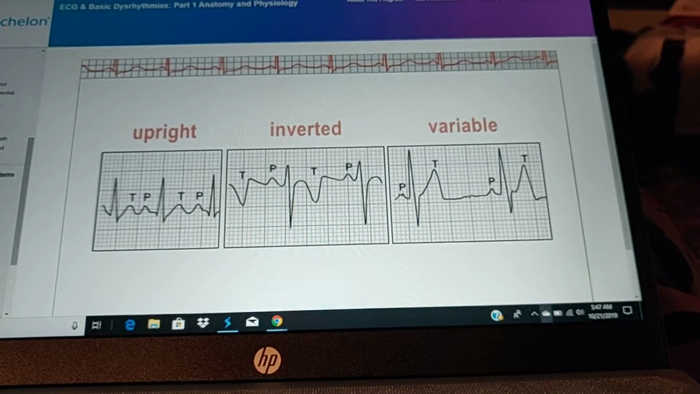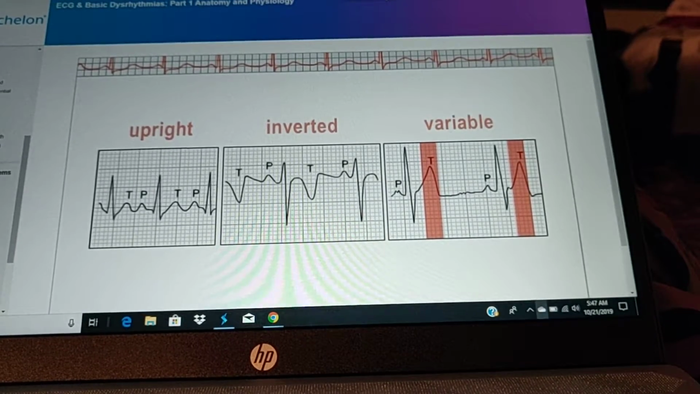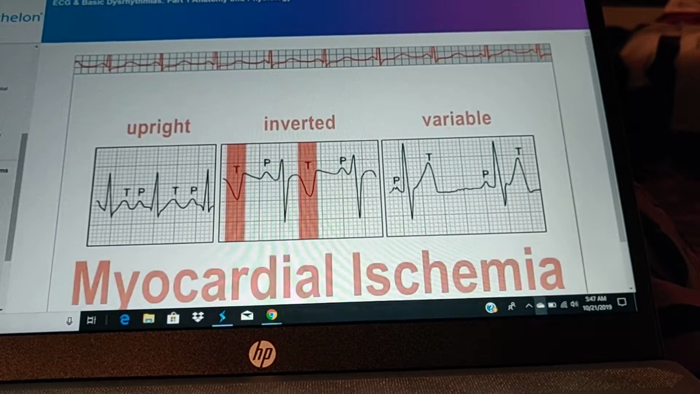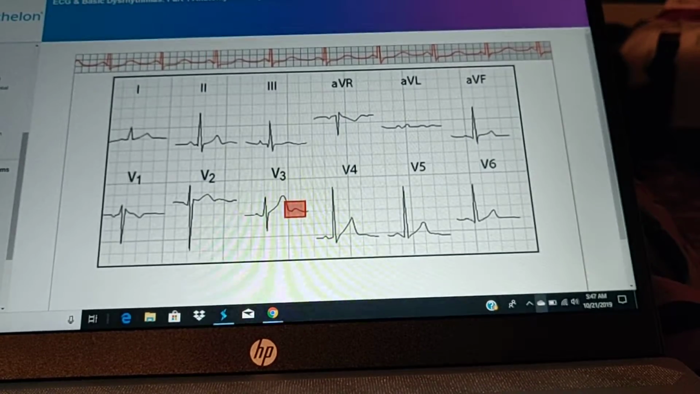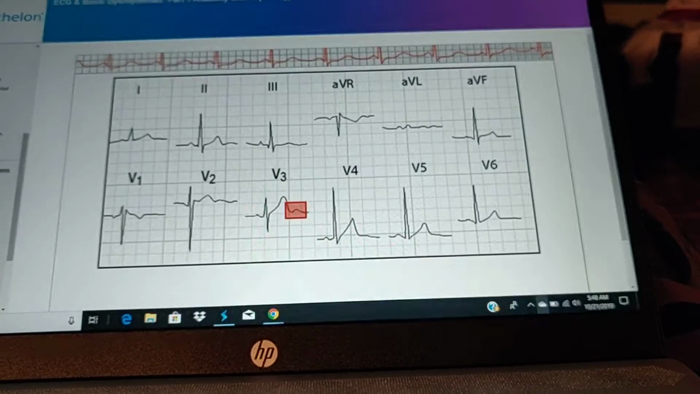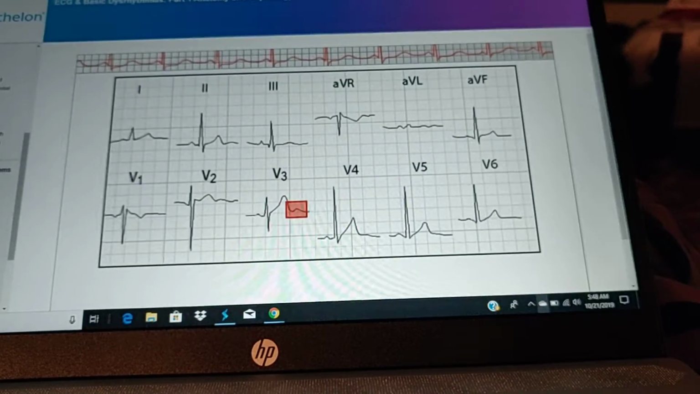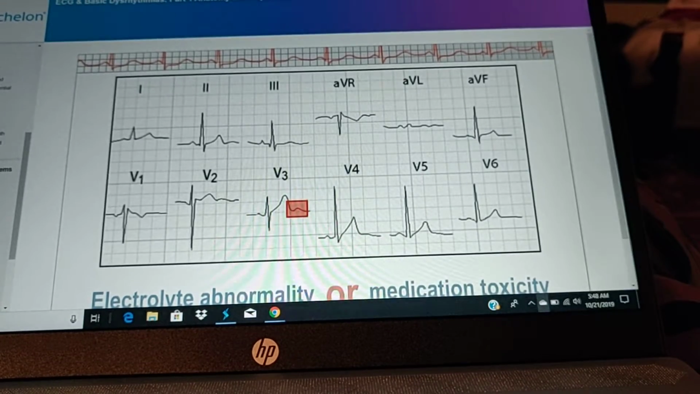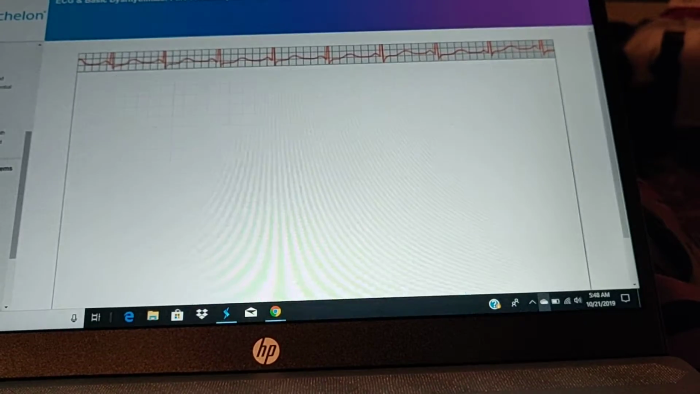T waves may present differently as well. Tall, peaked T waves may indicate a potassium abnormality. Inverted T waves may indicate myocardial ischemia. The U wave is a small waveform that is not typically seen. If it is visible, it follows the T wave and is typically upright and rounded. A very prominent or unusual configuration may indicate electrolyte abnormality or medication toxicity. An inverted U wave may indicate hypertension.